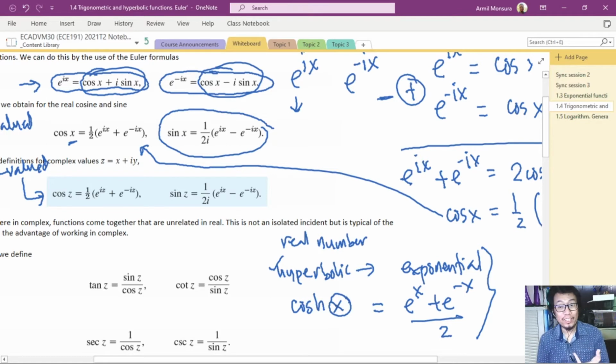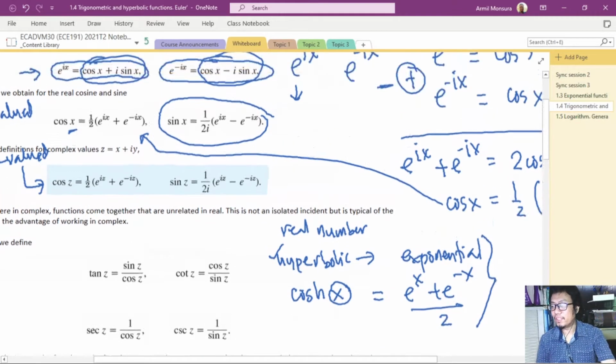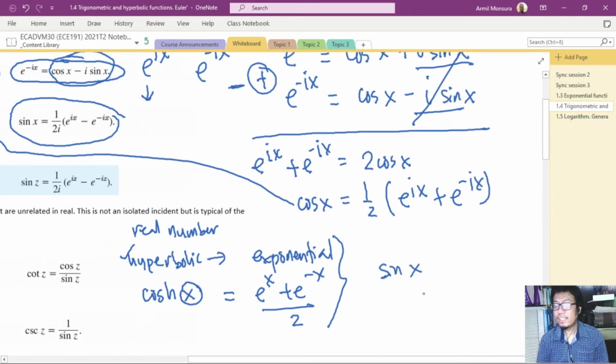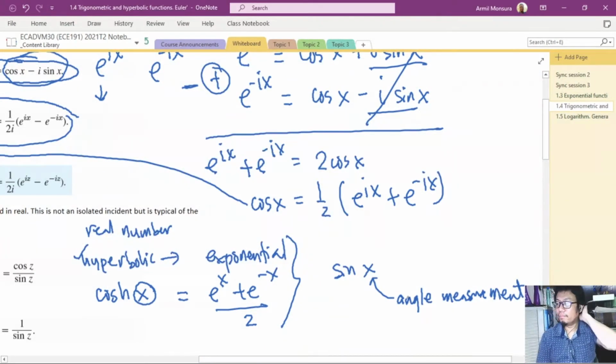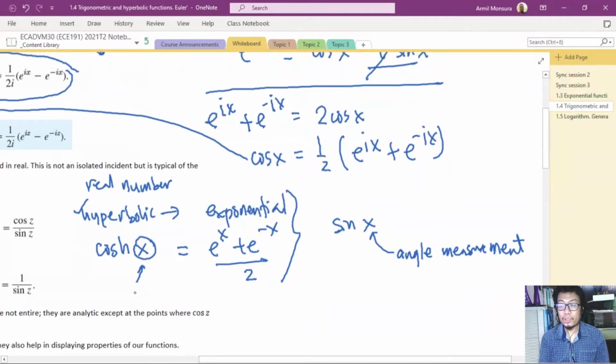Okay. Remember the trigonometric functions. For example, when you say you have sine of x, it is understood that this x is actually an angle measurement. But in hyperbolic functions, this number is not an angle measurement. It may be a measurement of length. It may be a measurement of mass. But it's not necessarily just an angle.